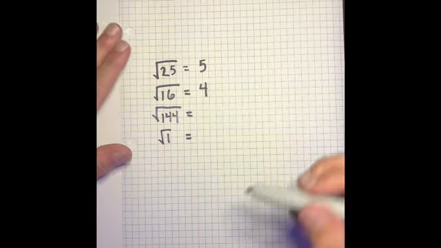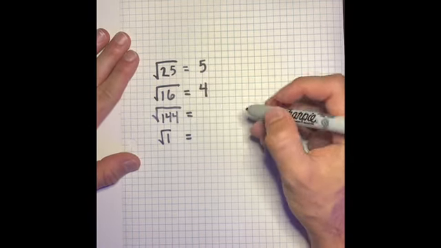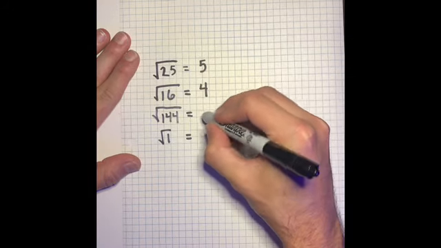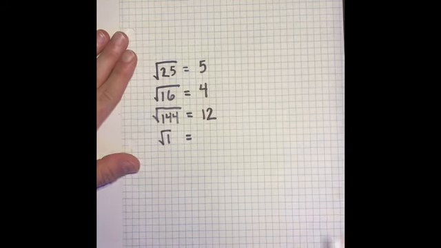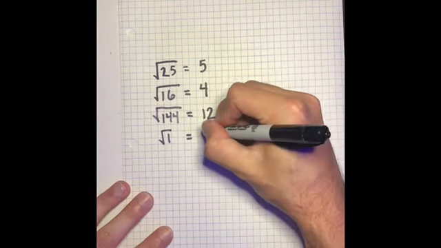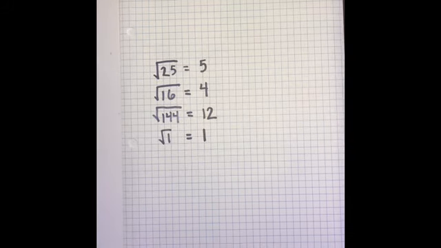All right, so I know that 12 times 12 is 144, so the square root of 144 must be 12. Square root of 1 is a little trickier, so give yourself a pat on the back if you got this. But I know that 1 times 1 is 1, so the square root of 1 is 1.